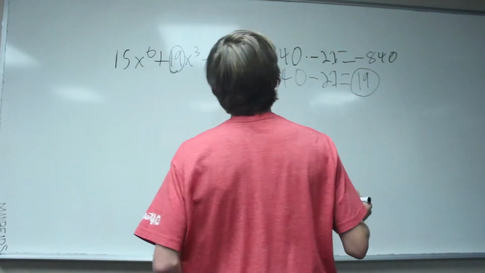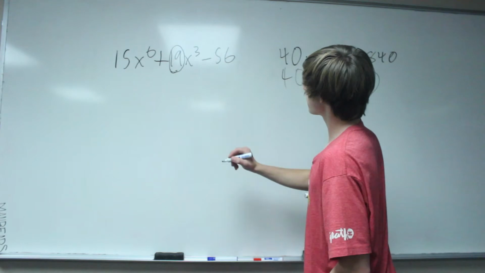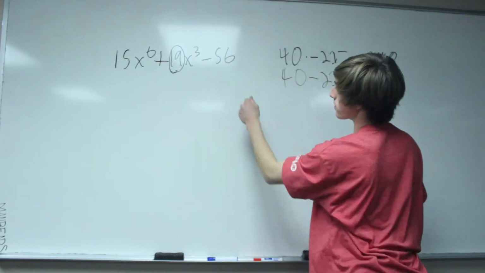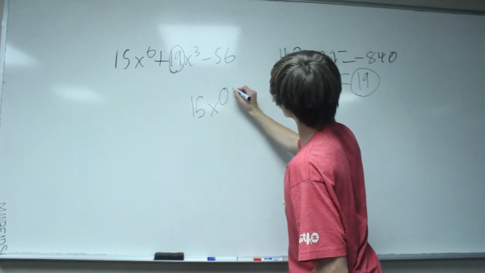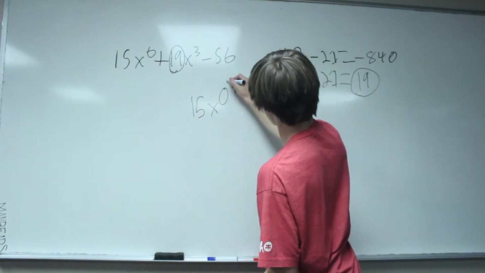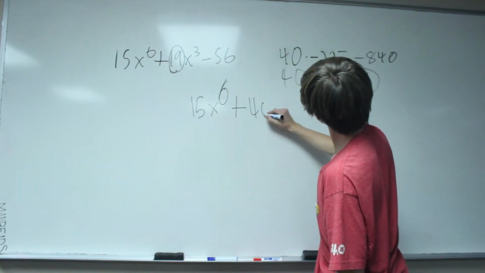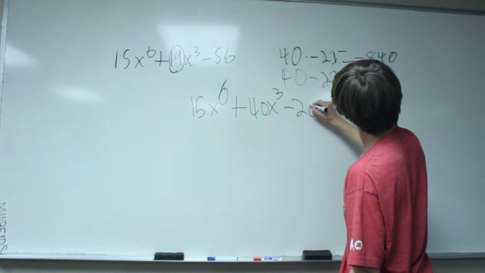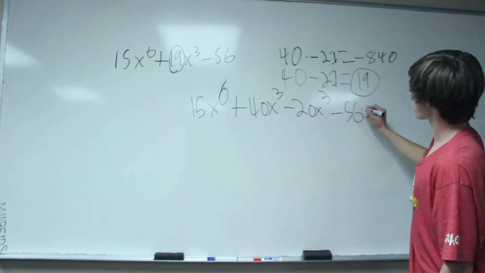So you may be asking what this whole ridiculousness is that we're doing here. Well, we're doing this to change it into a 4-term polynomial. So we're going to use these two numbers and rewrite our polynomial as 15x to the 6th, oh, that's a 0, now it's a 6, there we go, plus 40x to the 3rd minus 21x to the 3rd minus 56.